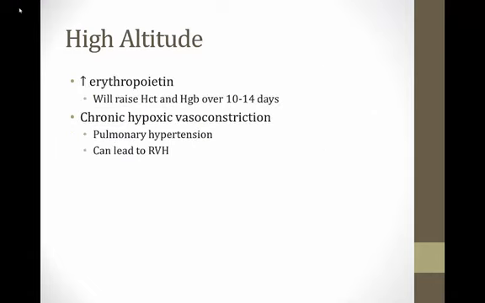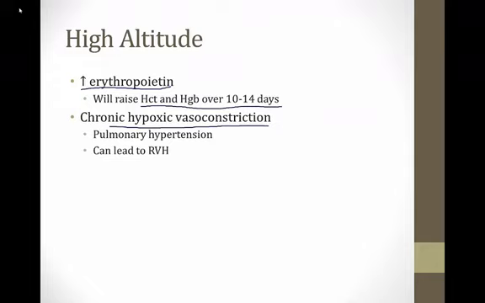Other things that happen at high altitude is that you will have the stimulation of erythropoietin from the chronic hypoxia. This is going to raise the hematocrit and hemoglobin over 10 to 14 days. So patients living at high altitude can have a mild or even moderate polycythemia, and this is from the increased EPO level. Another thing that rarely occurs but can happen is that you can get chronic hypoxic vasoconstriction.